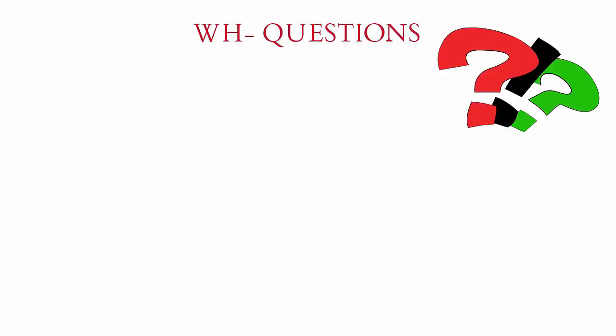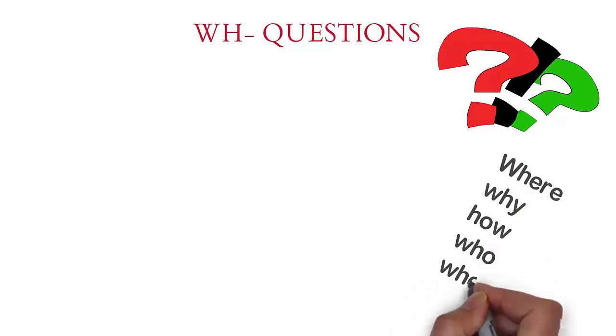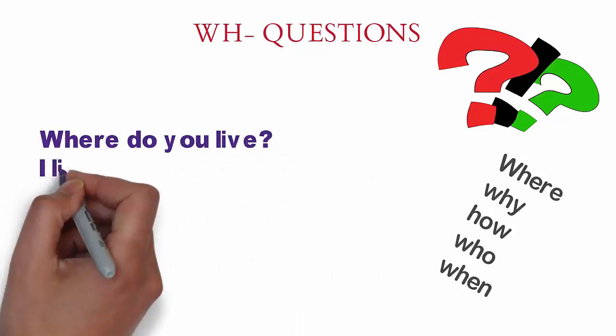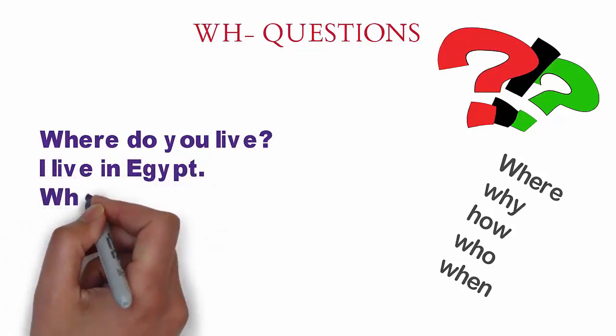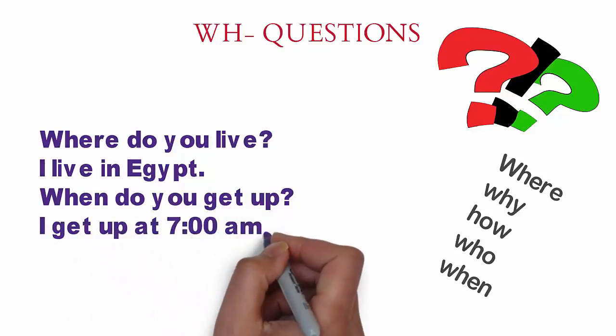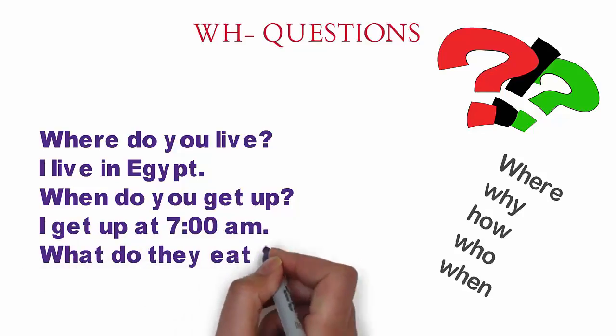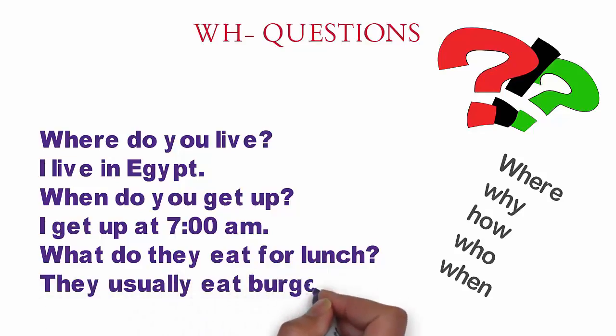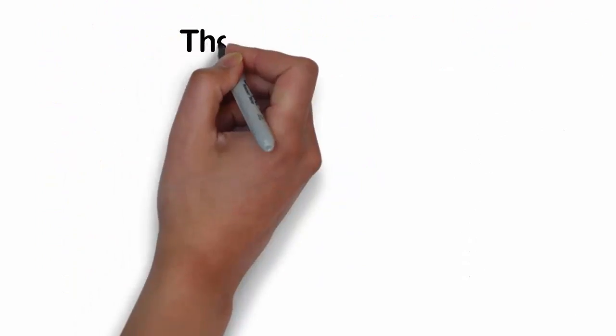Okay. Double H questions, and we mean by double H questions those questions that start with where, why, how, who, when, not just do or does. So, for example, where do you live? I live in Egypt. When do you get up? I get up at 7 o'clock. What do they eat for lunch? They usually eat burgers. Easy, okay? So now it's time for you to try your own examples. Okay, that was it for the first team.